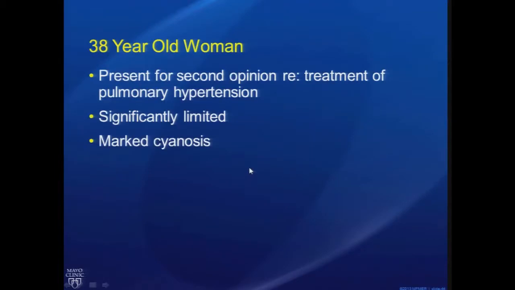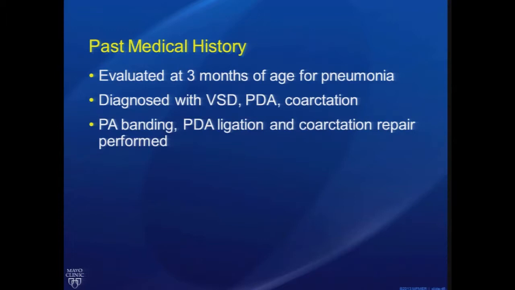Okay, let's go do another case here. So this is a 38-year-old woman. She presents for an opinion on treating her pulmonary hypertension. She's very limited, and she's very cyanosed. So she has a kind of a complicated history.